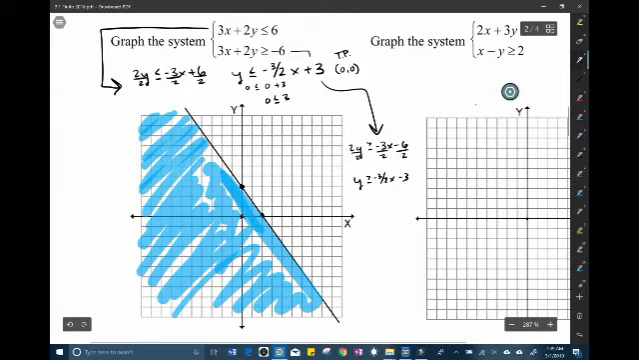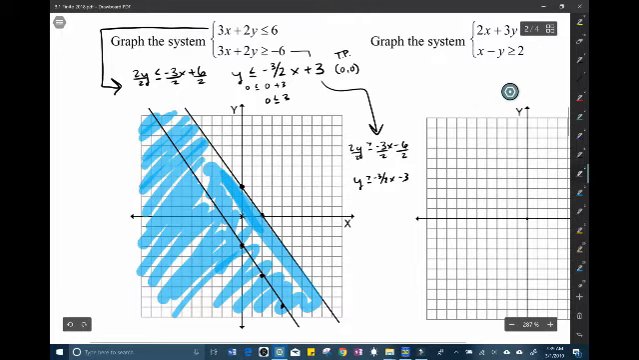Let's go down. 1, 2, 3. Our slope is negative 3 halves, so 1, 2, 3, 1, 2. Connect them with a solid line. Okay, that's looking pretty good.